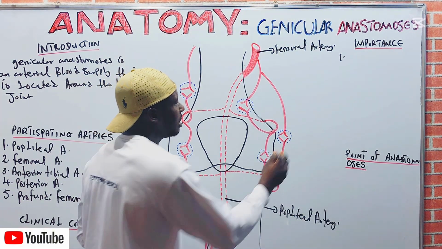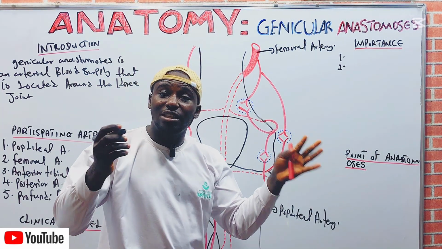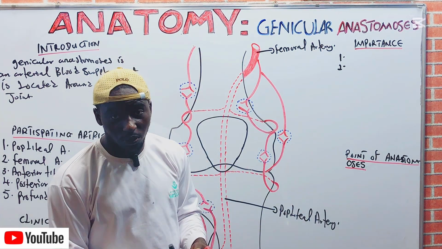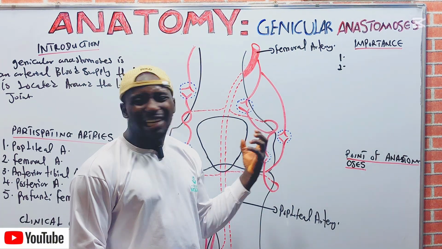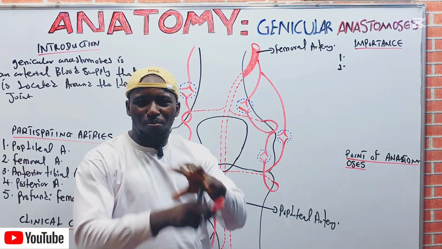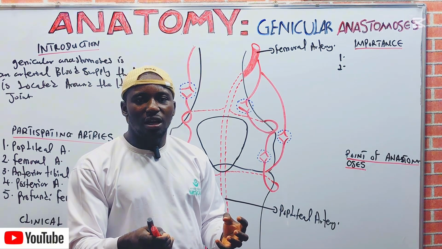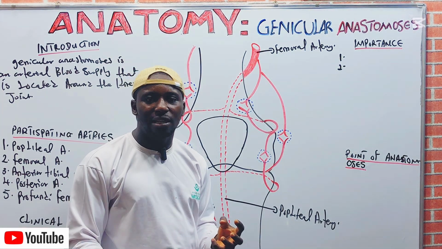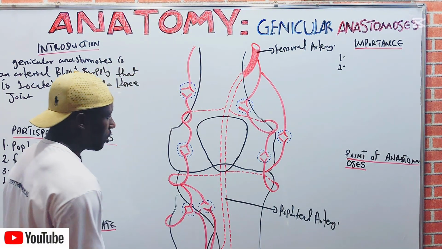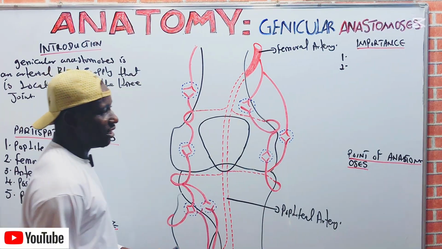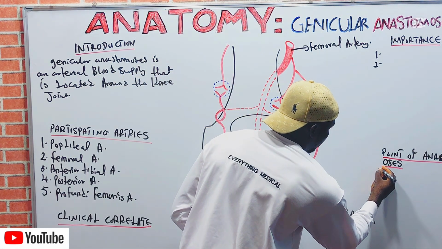The number two importance is that it ensures adequate or collateral blood supply to the knee joint and the leg. So the genicular anastomosis is the blood supply of the knee joint and also ensures adequate blood supply to the structures of the leg. So that is it. The next we shall be looking at is the point of the anastomosis.